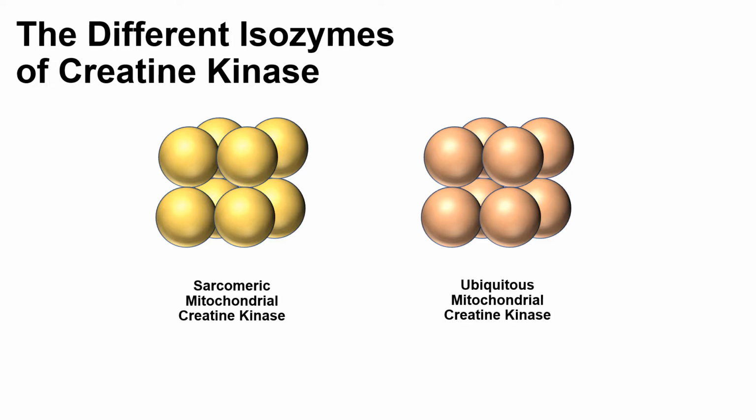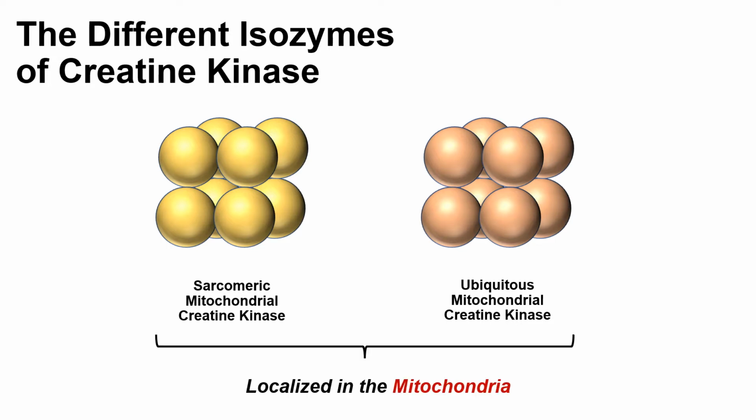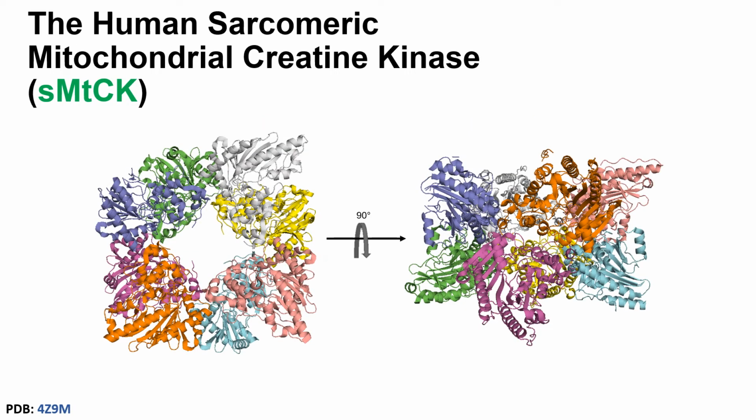The octameric state of creatine kinase was found to be crucial for mitochondrial binding and proper functioning of its catalytic properties. Thus, it is important to be able to characterize the different oligomeric states of this enzyme to further understand its relation with the cell and its possible implications in disease. For this research project, we will be focusing on the human sarcomeric mitochondrial creatine kinase.